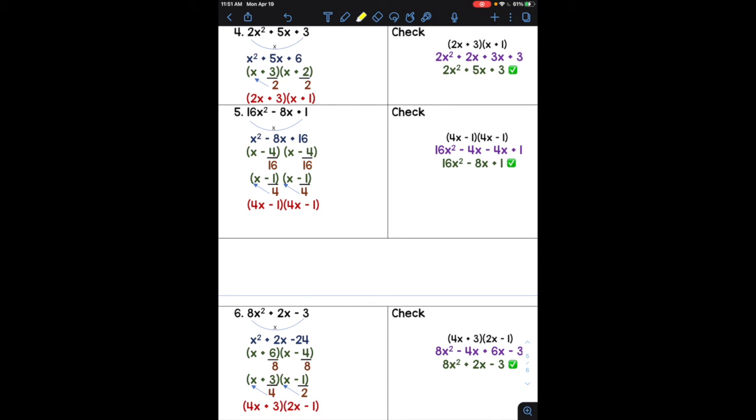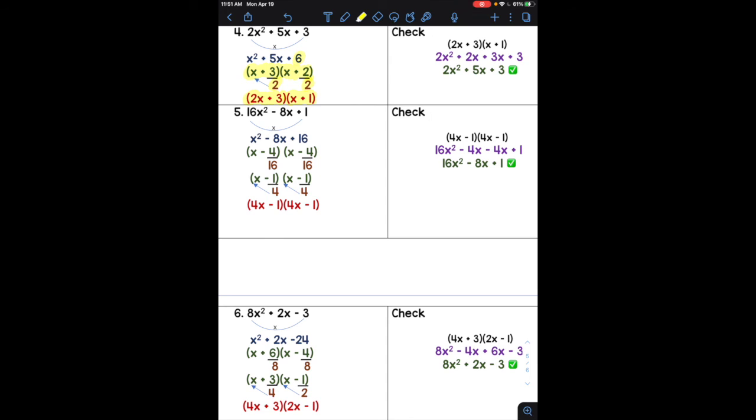Here are our answers for problems 4, 5, and 6. Problem number 4, we're multiplying a times c, or 2 times 3, to give us the new c value of 6. Factoring, or finding two numbers with a product of 6 and a sum of 5, gives us our factors x plus 3 and x plus 2. When dividing by 2, since we can't simplify 3 halves any further, we're moving 2 up to the front to give us our first factor of 2x plus 3. And for our second factor, since 2 divided by 2 is 1, our second factor will be x plus 1.